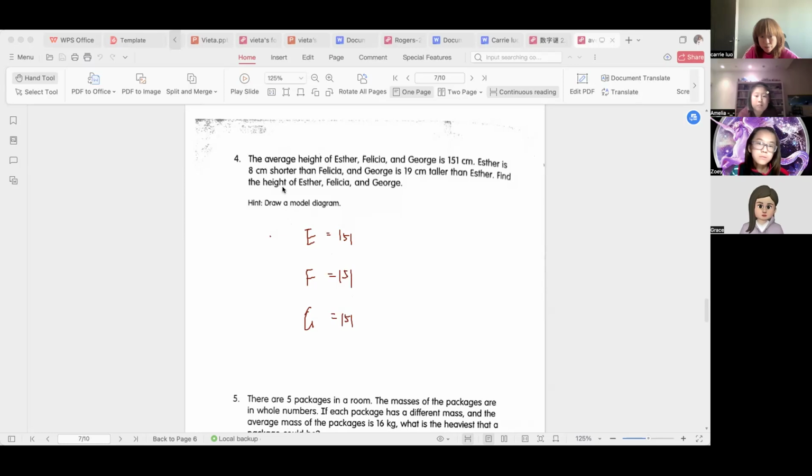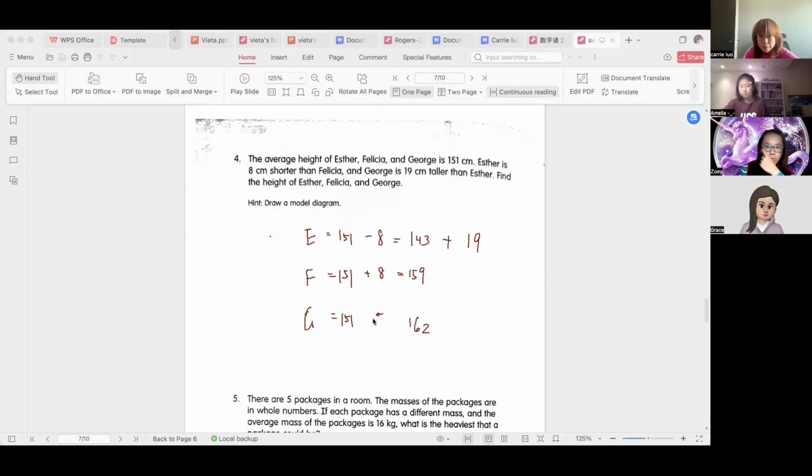Esther is 8 centimeters shorter than Felicia. So we can say minus 8, plus 8, which equals 143 and 159. And George is 19 centimeters taller than Esther, so we compare with Esther. It's plus 19, so it's 162. Is it right? I'm not sure.